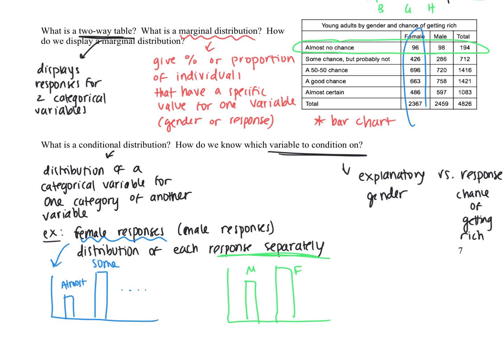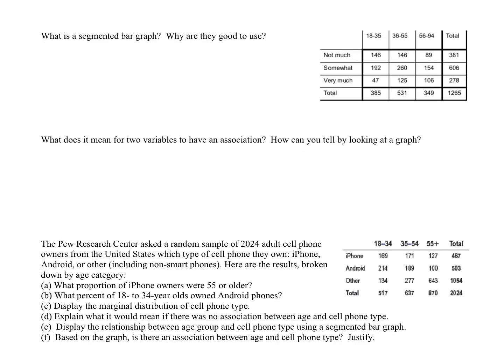Okay, we're going to look at another data set similar to that and talk about how we would construct a graph to compare the two distributions. Okay, so the next thing that we're going to look at is what is called a segmented bar graph. You also might hear a stacked bar graph.